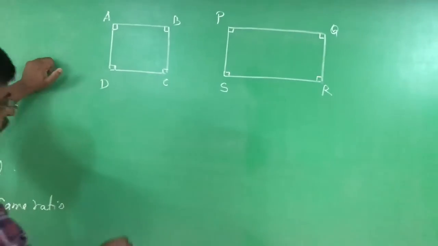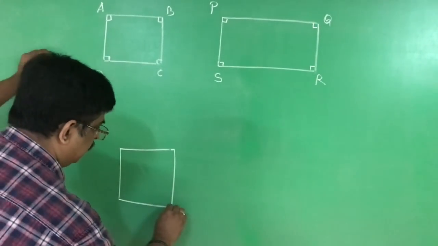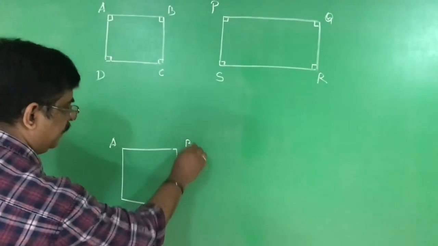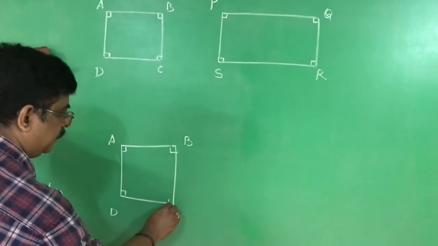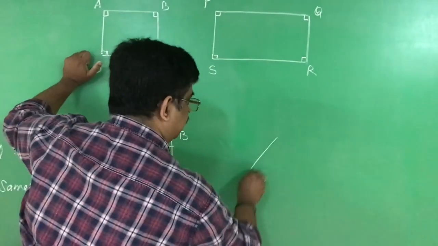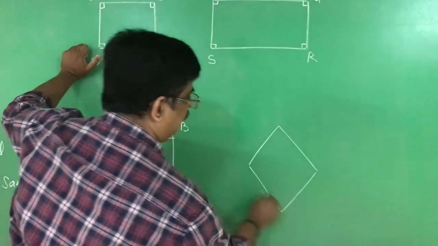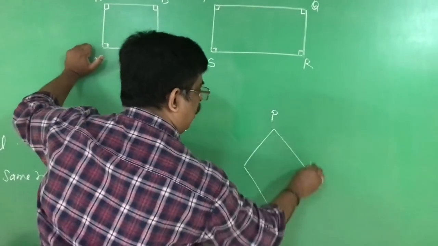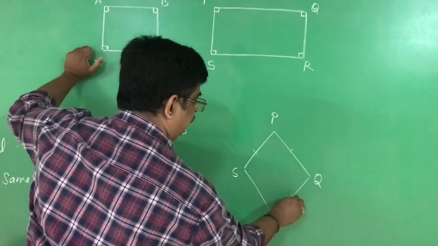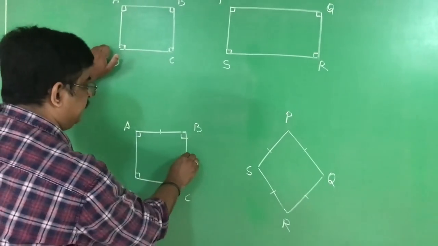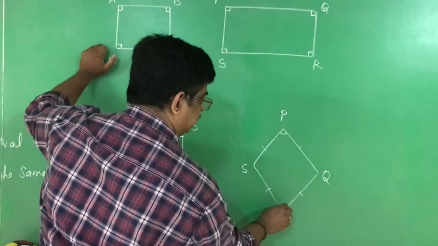Now I write one more. Here there is a square. ABCD is a square. Now I write a rhombus. Rhombus is a kite-shaped structure. PQRS is a rhombus. In rhombus, all sides are equal. In square also, all sides are equal. But in rhombus, opposite angles are equal.